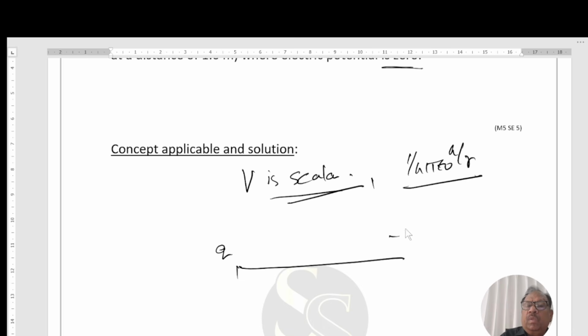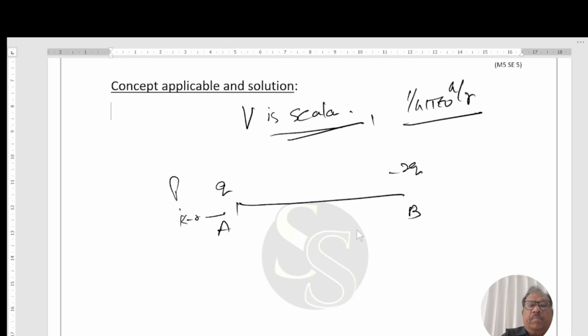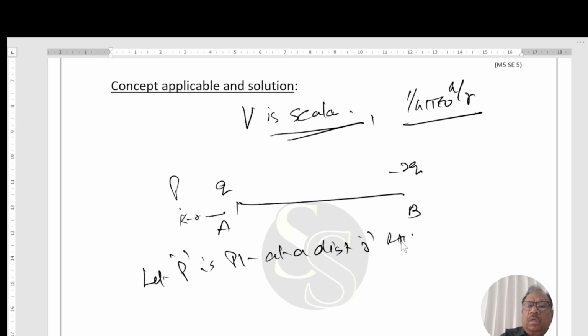Now, we will try plus q, minus 3q. ये पॉइंट ए है, ये पॉइंट बी है. एक पॉइंट पी ले लिए यहाँ पे at a distance r. एक डिस्टेंस r इनसाइड भी ले लेंगे, आउटसाइड भी. Let P is point at a distance r right of q.